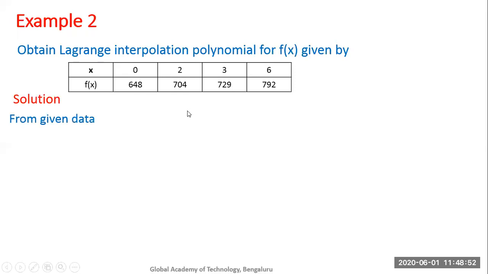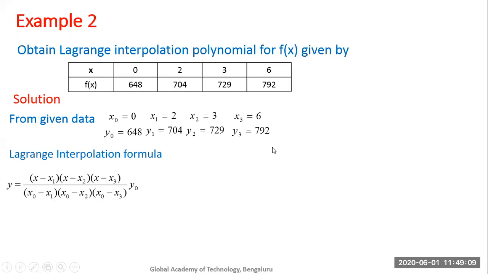So from the data we get x0 is 0, y0 is 648, x1 is 2, y1 is 704, x2 is 3, y2 is 729, x3 is 6, y3 is 792. Then write the Lagrange interpolation formula for x0 to x3. So we get x minus x1, x minus x2, x minus x3. In the denominator, in place of x you take x0, into y0.